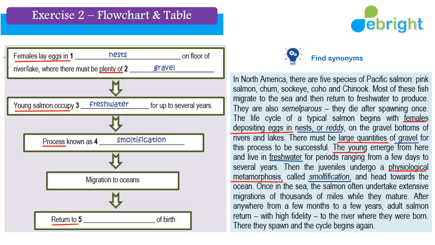Well, for number 5, return to blank of birth. Return, you've got the word returned in the passage over there, which is similar to the number 5 keyword. And then of birth, which is similar to where they were born. So the correct answer is river. Great.